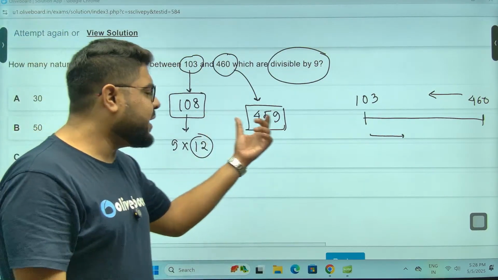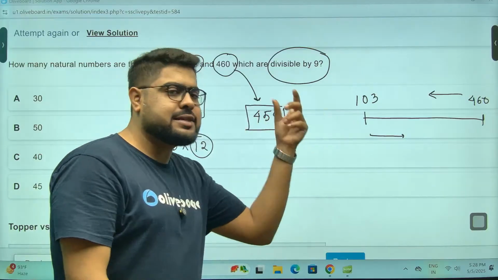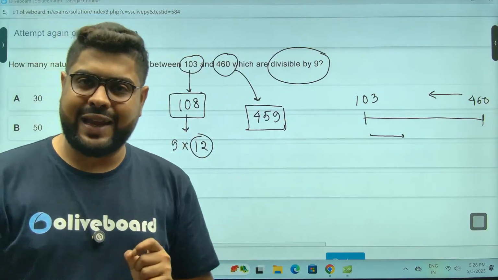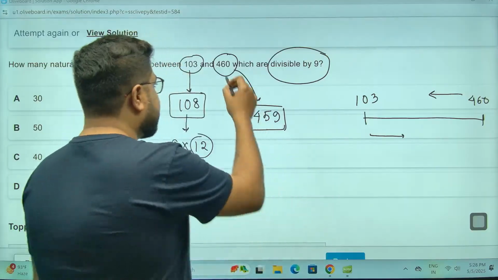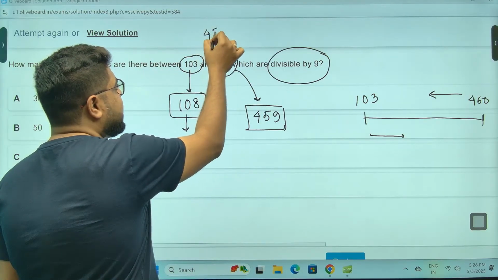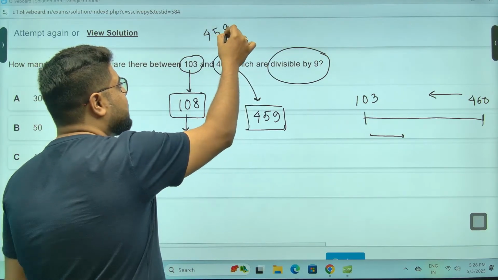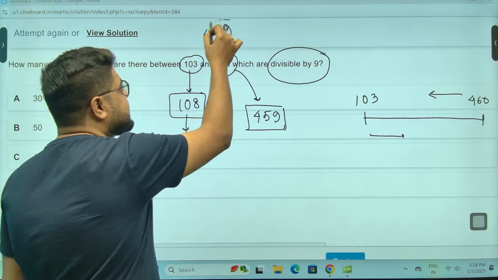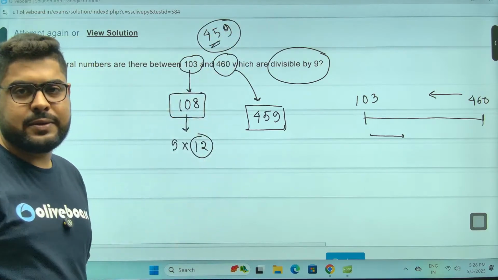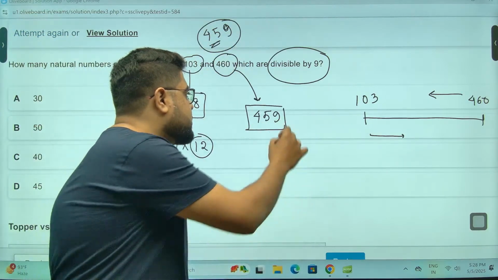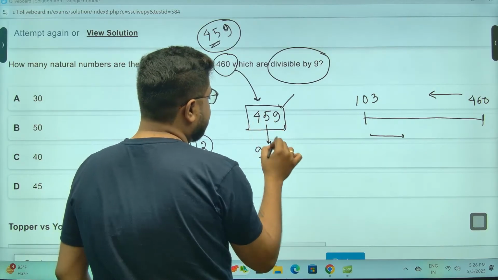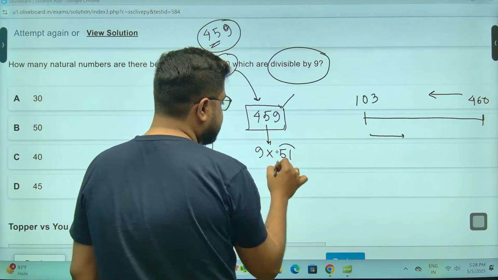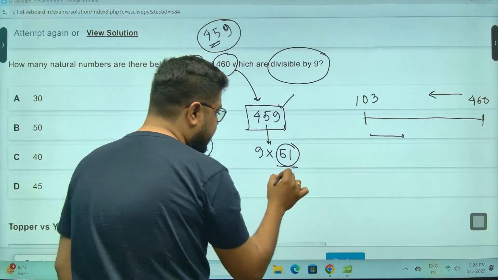That is why I'm thinking about this. You see, 459, how did I do it? I have checked just the divisibility rule of 9, whether it is divisible by 9 or not. I thought 460 minus, meaning 450 something. So that means this is divisible by 9. So 459 is also divisible by 9, and it is 9 times how much? 9 5s are this, 9 1s are this. So it starts from 12 and ends at 51.